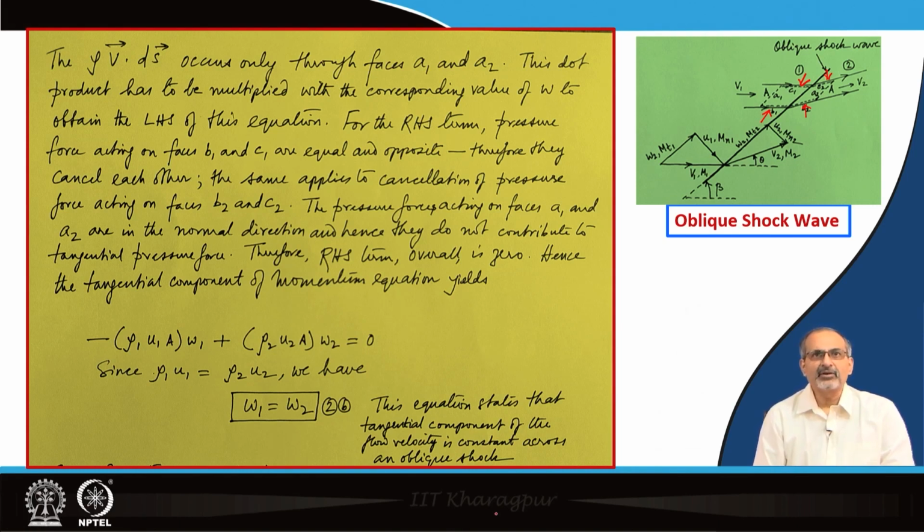The pressure forces acting on faces A1 and A2 are in the normal direction, and hence they do not contribute to the tangential pressure force, while in this equation we are trying to figure out the tangential part of the pressure force only. Therefore, the right hand side overall is going to be 0. Therefore, no contribution in the tangential direction coming from the p ds term at all. Hence, the tangential component of the momentum equation yields a form like this, which simplifies to W1 equal to W2. So, this equation states that the tangential component of the flow velocity is constant across an oblique shock. There is no jump in that value.